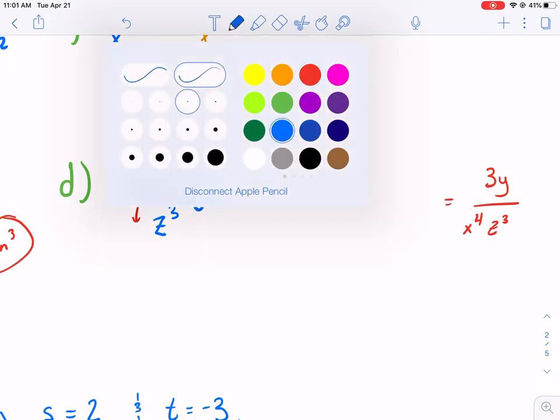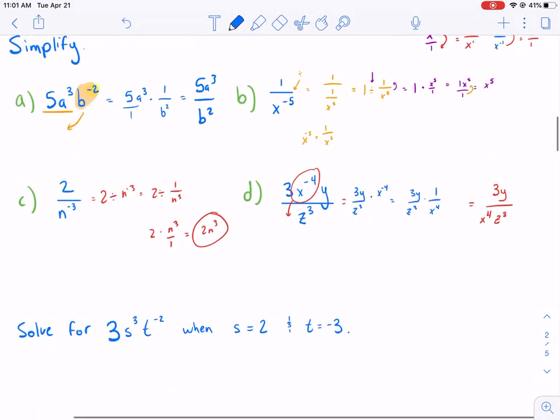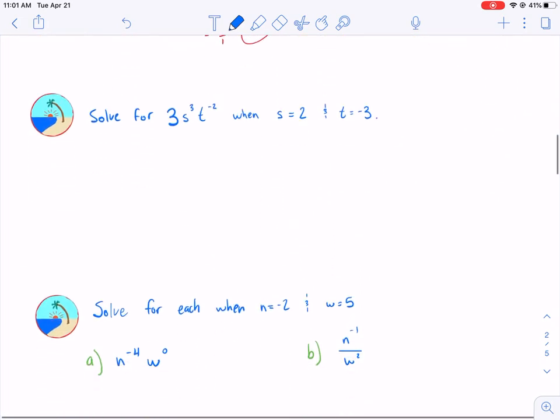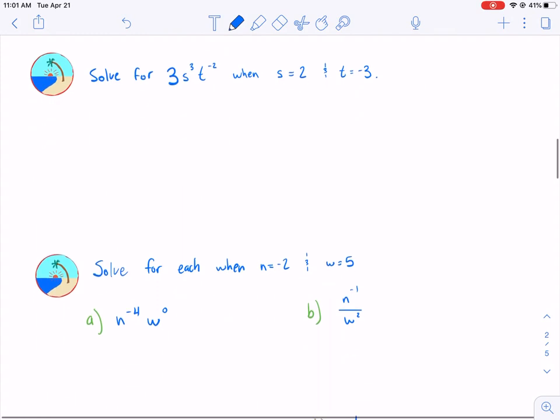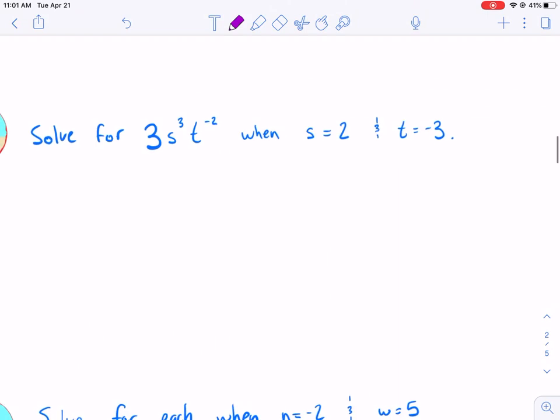Let's verify that. I can rewrite this as 3y over z cubed times x to the negative 4th. That's the same thing as 3y over z cubed times 1 over x to the 4th. And then we get the result that you see to the right. Okay, so that's just another way that I like to think of negative exponents. We have just a couple more examples, so I'm going to do these quickly. If we have known values for variables, we're just going to plug them in.